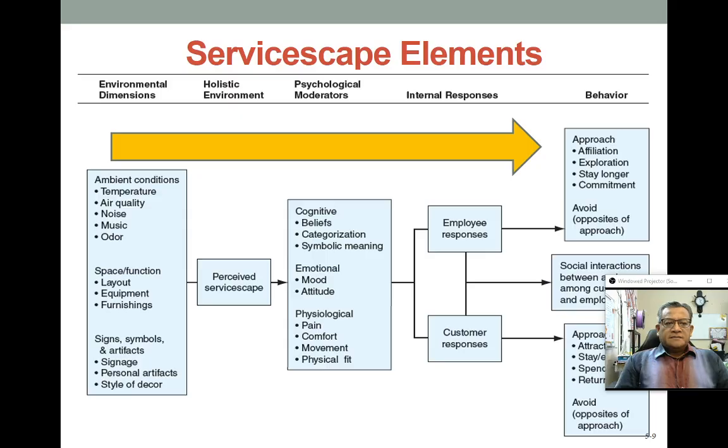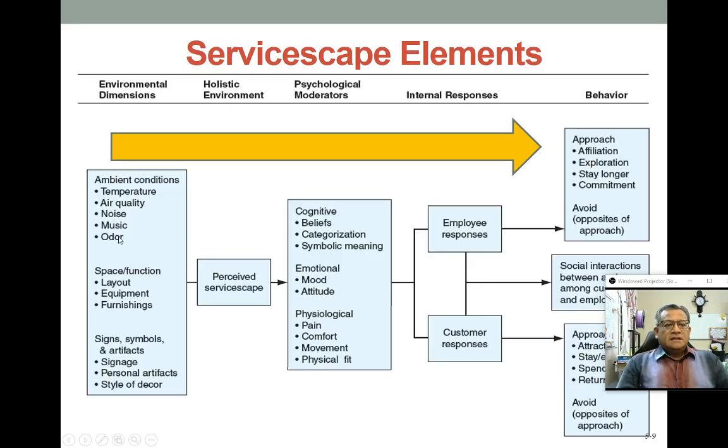This is the diagram that shows the flow from left to right of the servicescape elements that they will be encountering. For example, from the environmental dimension, and then moving forward to a holistic environment, and later it goes through the psychological moderators, and then the customer moves on to experiencing internal responses, and later the actual behavior experienced by the customer and also the service provider.